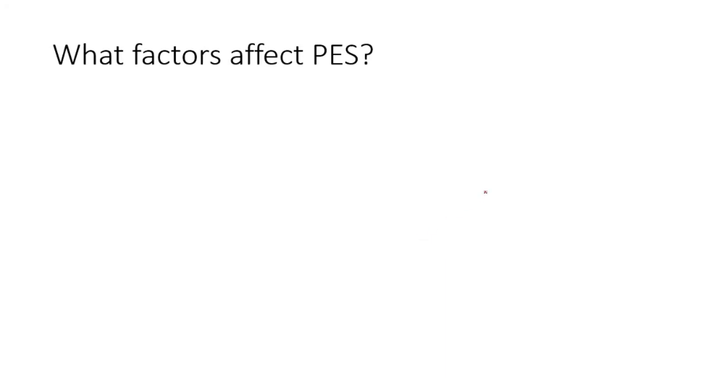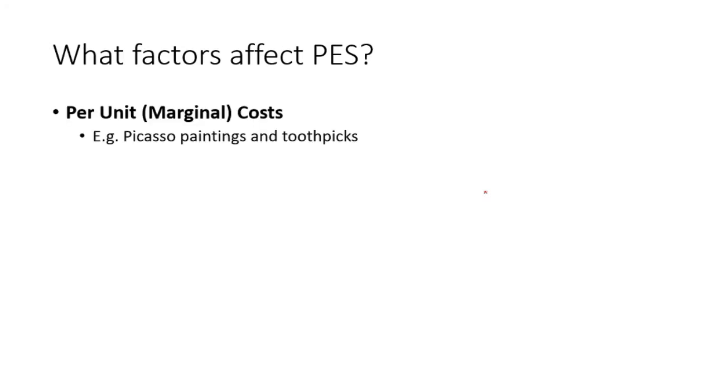And I think this is sort of for notes. This is the kind of thing that you'll want to have down somewhere that you can just look at, think about, but also try to internalize to say, well, what does affect PES? And these are the factors that I think are going to be on the short list. Number one, the per unit or marginal cost of the product.